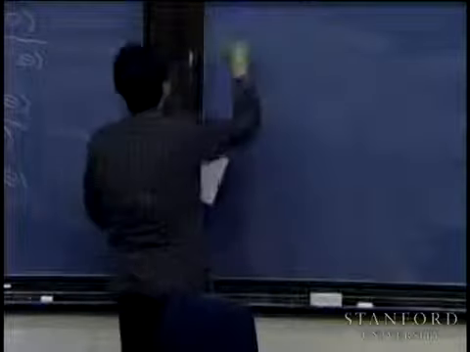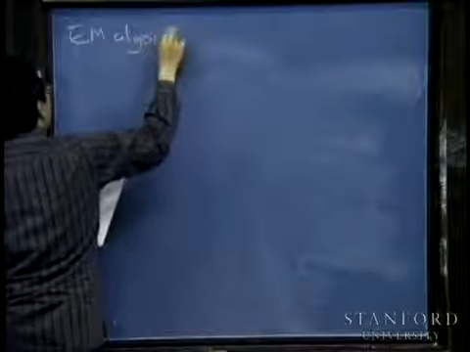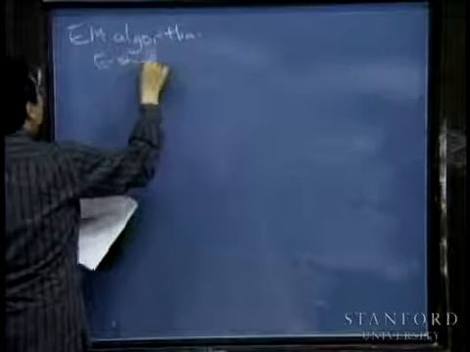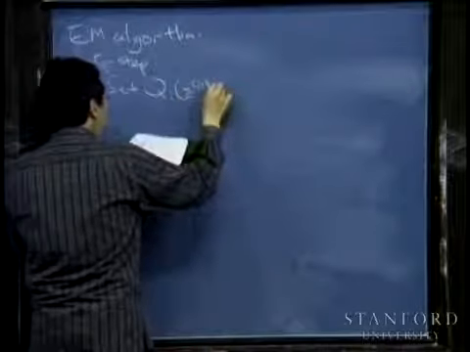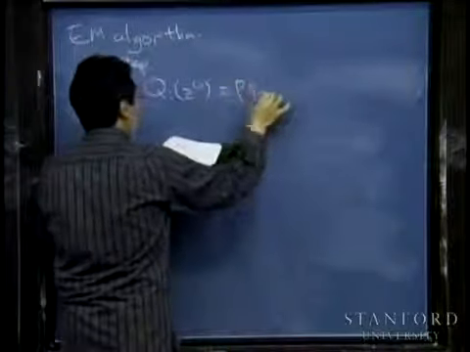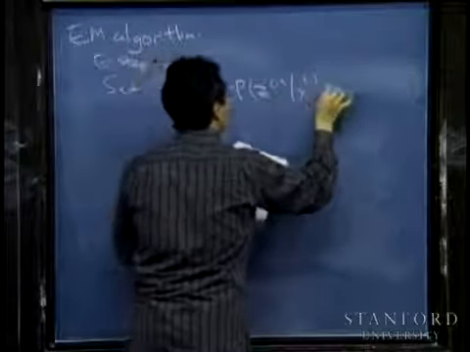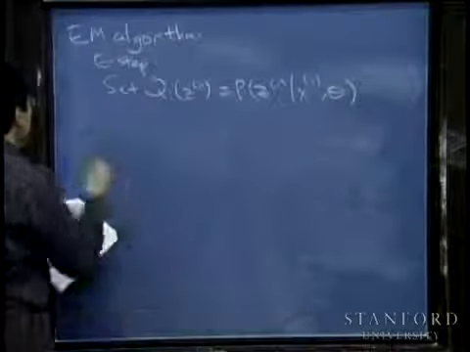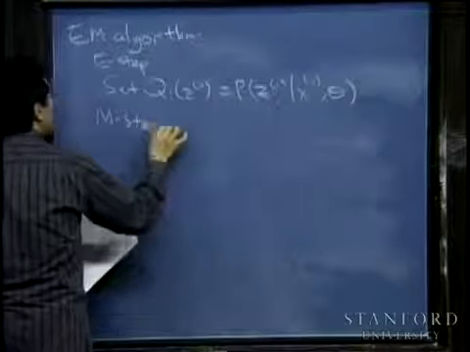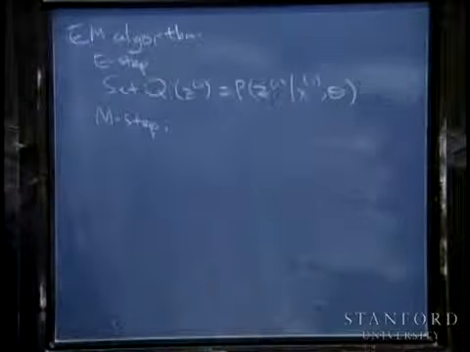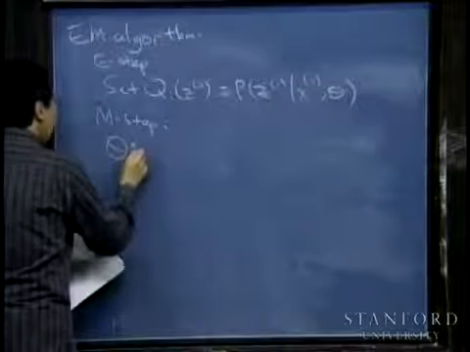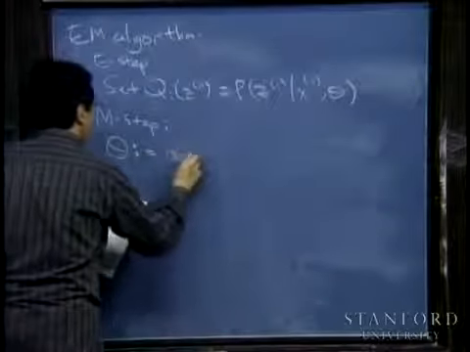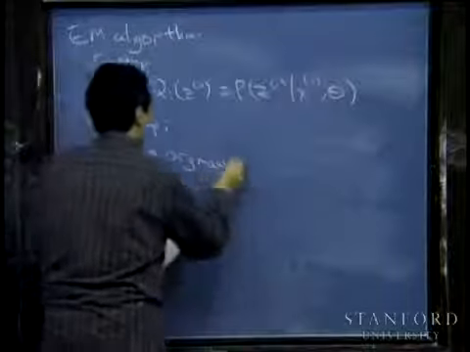To summarize the algorithm, the EM algorithm has two steps. In the E step, we choose the distributions Q_i. So Q_i of z_i will be set equal to P of z_i given x_i parameterized by theta. That's the formula we just worked out. By this step, we've created a lower bound on the log likelihood function that is tight at the current value of theta. And in the M step, we then optimize that lower bound with respect to our parameters theta, specifically taking the argmax with respect to theta of this.